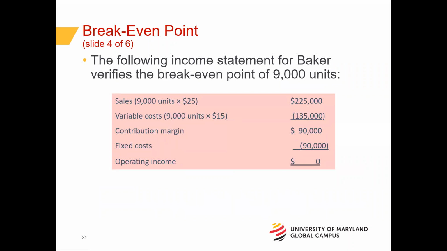I appreciate the affirmation. Okay, let's look at break even if we sell the 9,000 units. 9,000 units at $25 per unit is 225,000 in sales, minus our variable costs of 135,000. How do we get the variable cost? Variable cost $15 per unit, 9,000 units, 135,000. 225 minus 135 is 90,000, which is our contribution margin, minus our fixed costs of 90,000 equals zero. When your operating income equals zero, that means you've hit the point of break even.